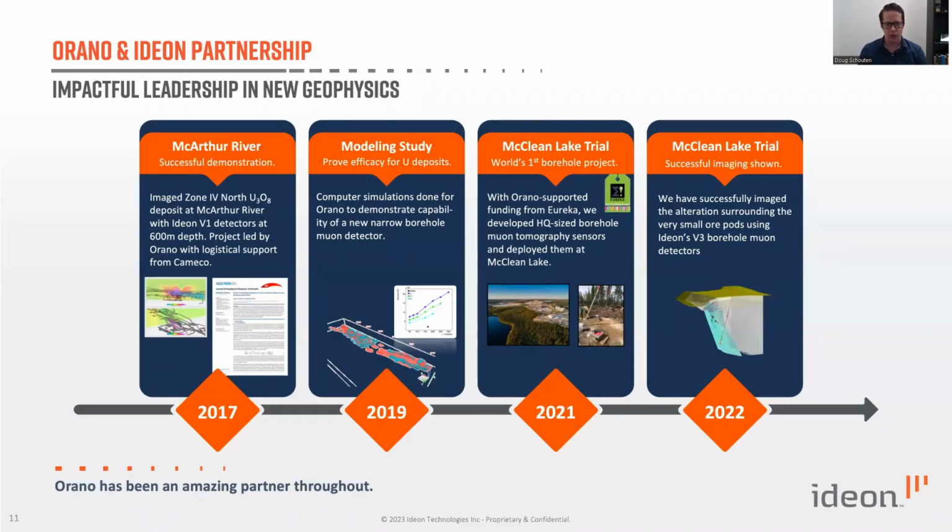So the Orano partnership began already in 2017 when we used our V1 detectors to image the Zone 4 North deposit at McArthur River, with our detectors situated at depths of about 600 meters underground. This was a project led by Orano with support from Cameco. We published that in the American Geophysical Union. It was a very compelling case study demonstrating the ability for muon tomography writ large to image these ore bodies.